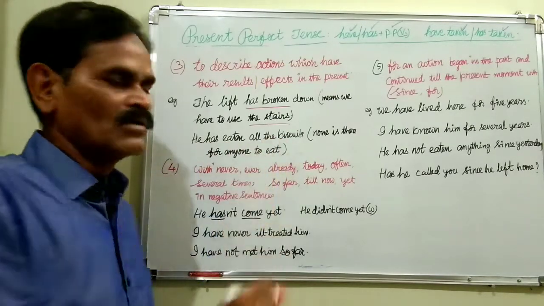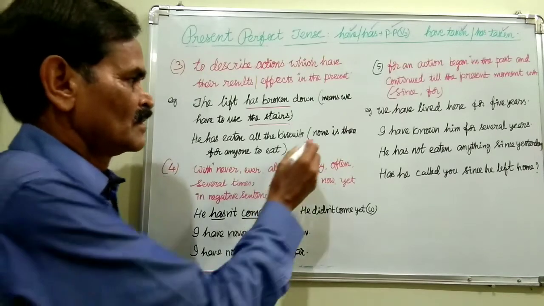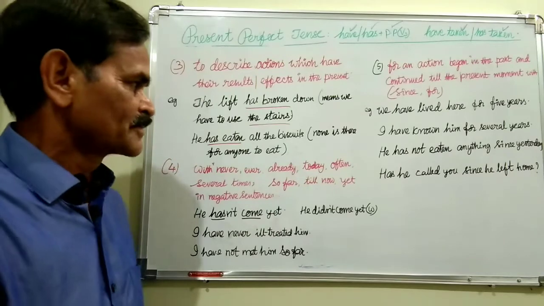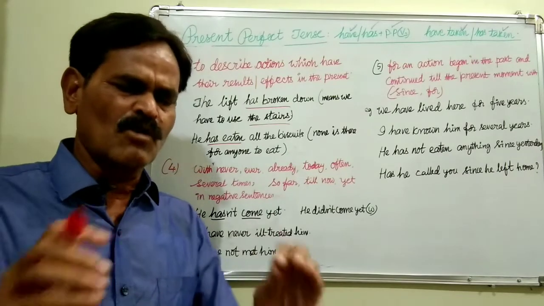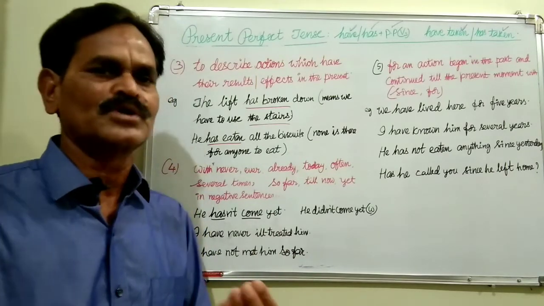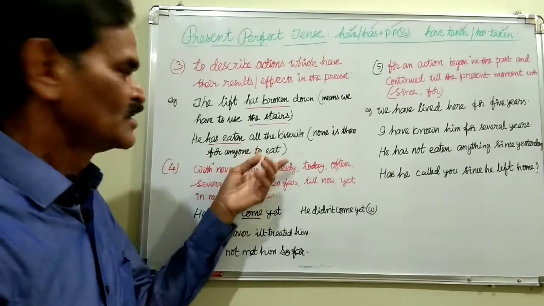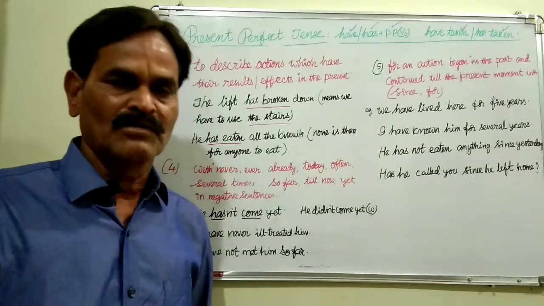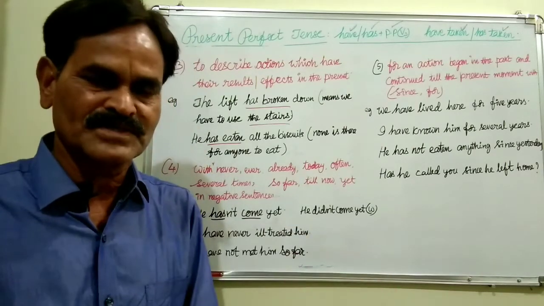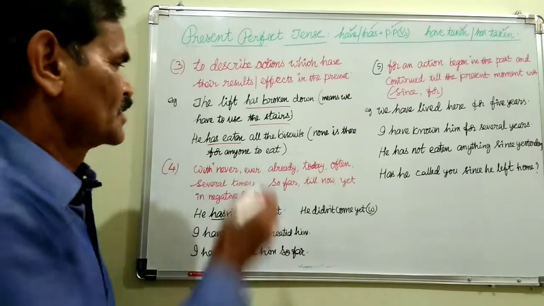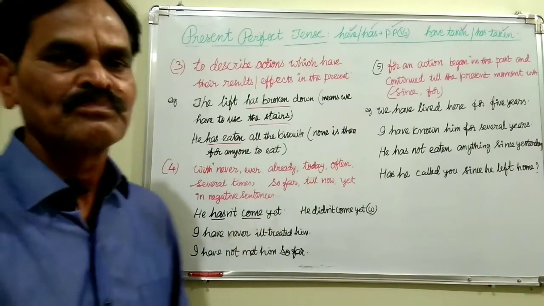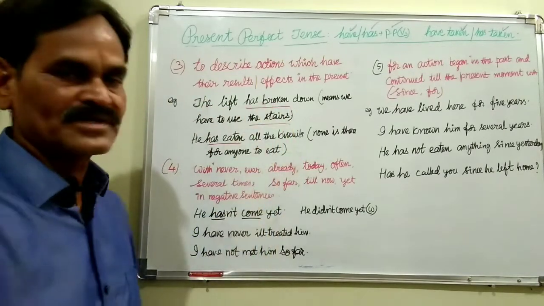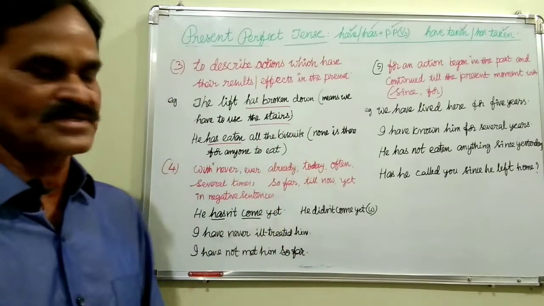He has eaten all the biscuits. Okay, if you use he has eaten, that is present perfect tense, it means there are no biscuits now for anyone to eat. That is the effect, that is the result. If we say he ate all the biscuits, it means earlier he ate all the biscuits and we have brought biscuits again, now biscuits are available. So that is the difference between these two examples. Okay, when we use present perfect tense, when we use simple past tense.